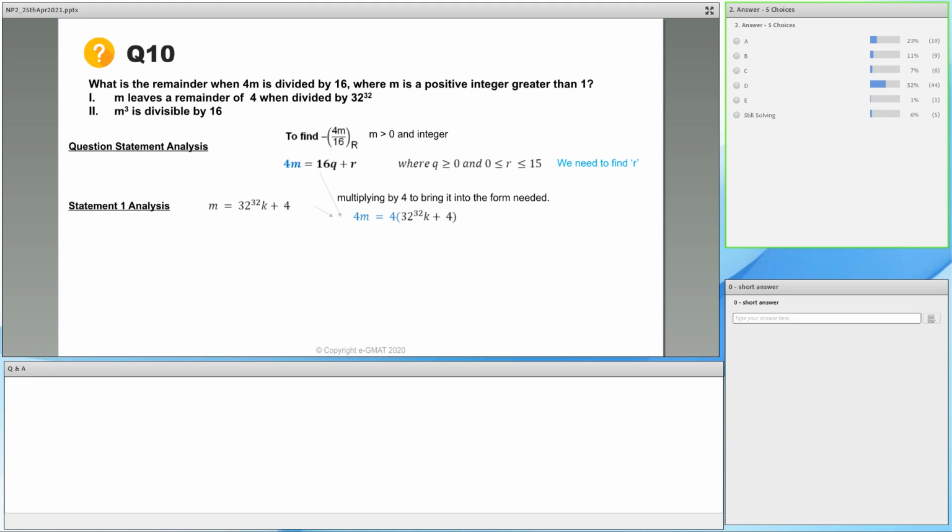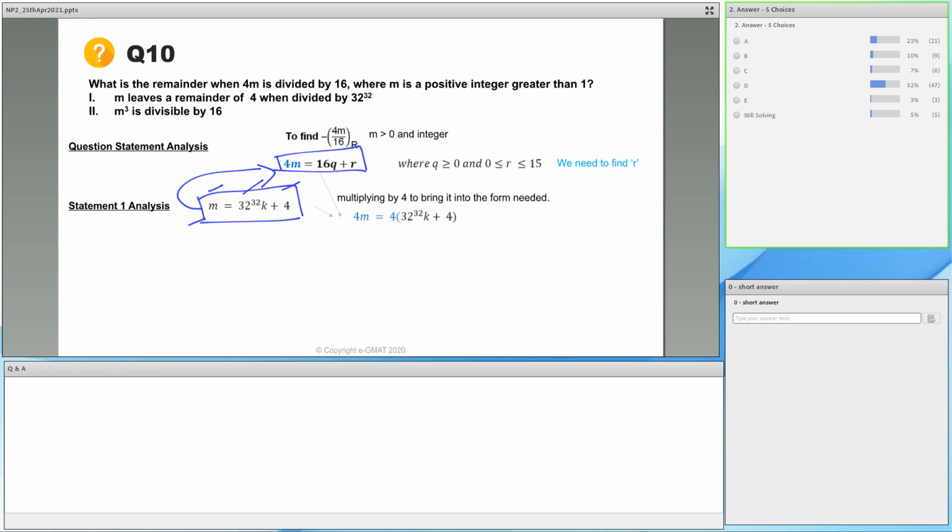Let's look at statement 1. Statement 1 says m leaves a remainder of 4 when divided by 32. So we can translate that into math. It would look like this, right? Again, we are following the same process, by the way. I want it in this format. What I have is this format.